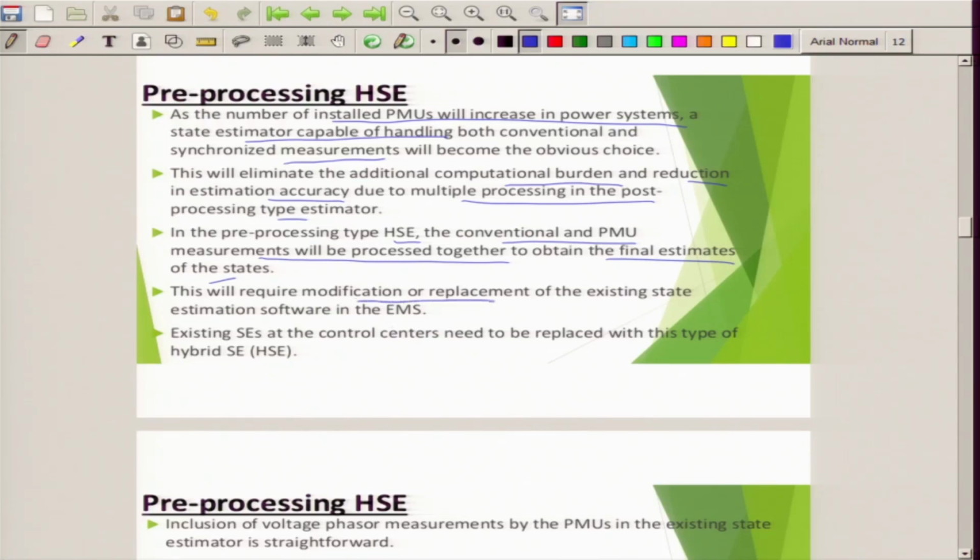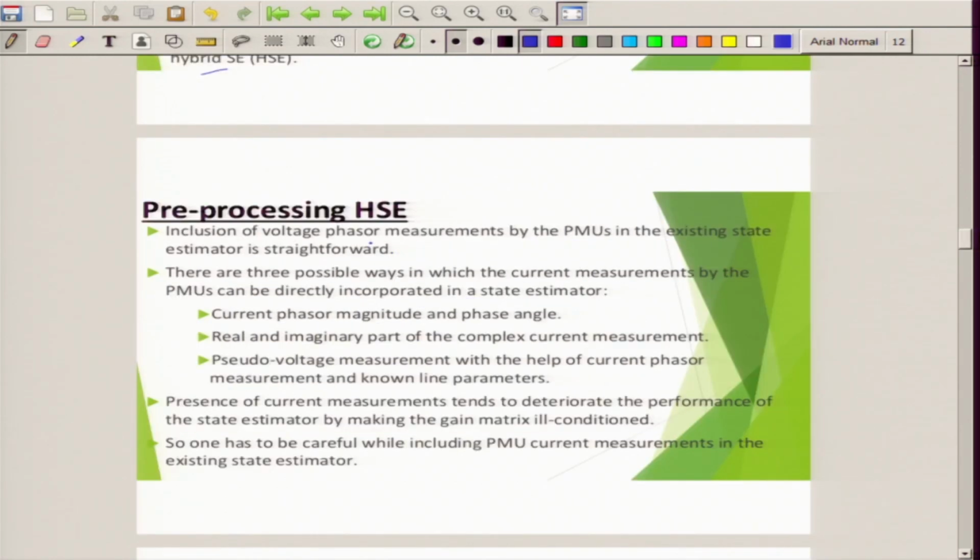This will require modification or replacement of the existing state estimation software in the EMS. So existing state estimators at the control centers need to be replaced with this type of hybrid state estimator. Inclusion of voltage phasor measurements by the PMUs in the existing state estimator is straightforward. There are three possible ways in which the current measurements by the PMUs can be directly incorporated in a state estimator. The first is current phasor, magnitude and phase angle; the second is real and imaginary part of the complex current measurement; and the third is pseudo voltage measurement with the help of current phasor measurement and known line parameters.